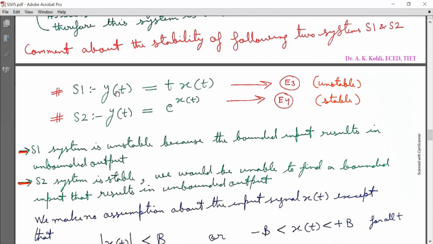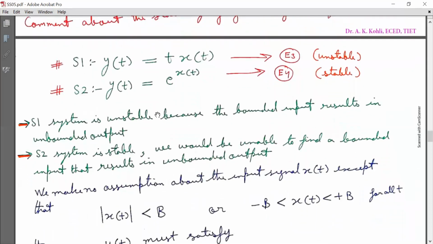Now look at this. Output yt is equal to t into xt. So as the value of t increases, the output yt is going to increase continuously. So this will give us an unstable system. S1 system is unstable because the bounded input results in unbounded output. xt input may be bounded, but it is multiplied by t. So as the t increases, yt will go on increasing.